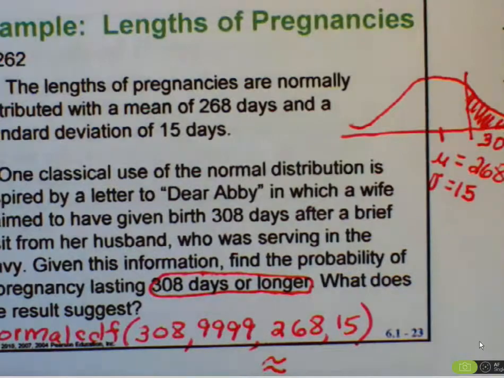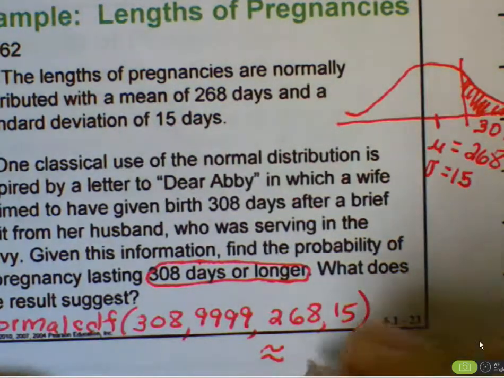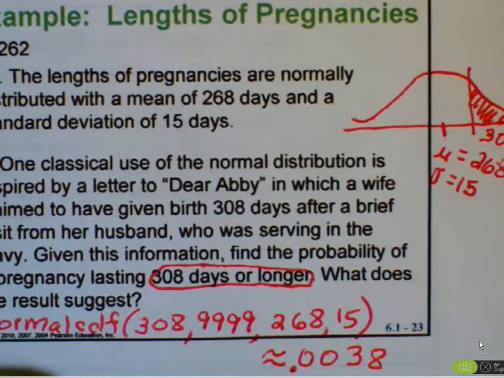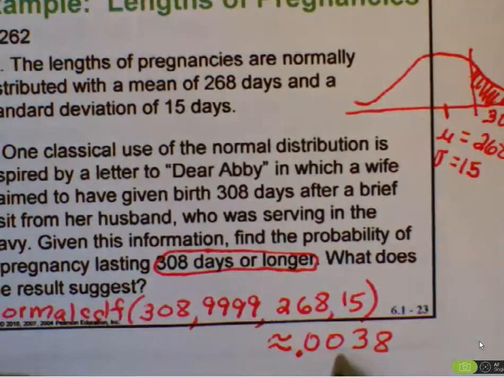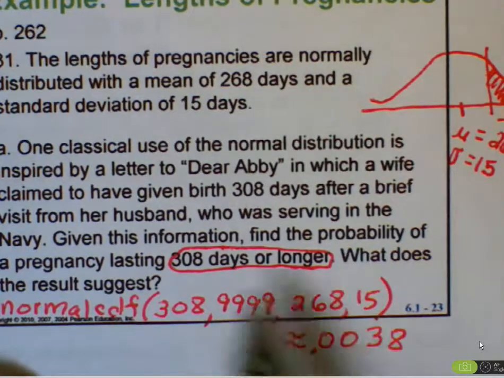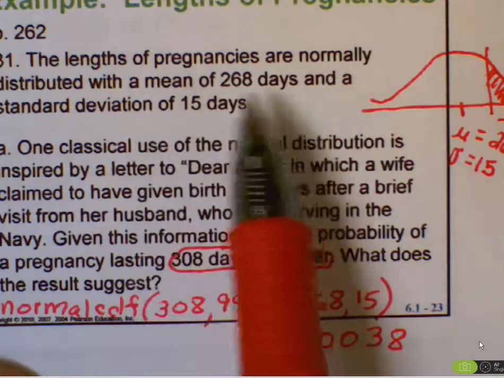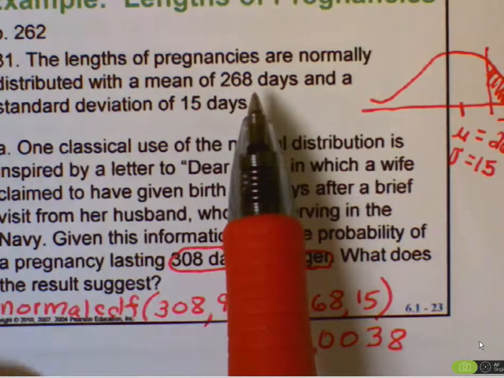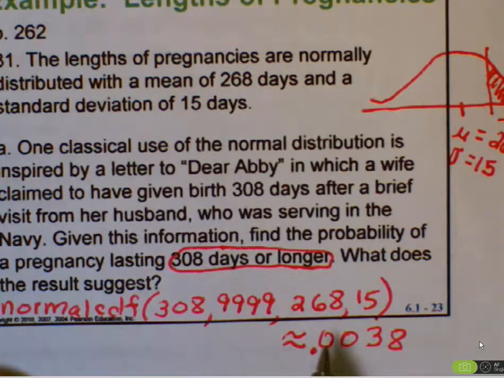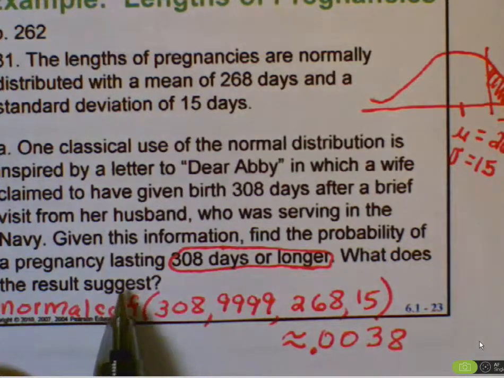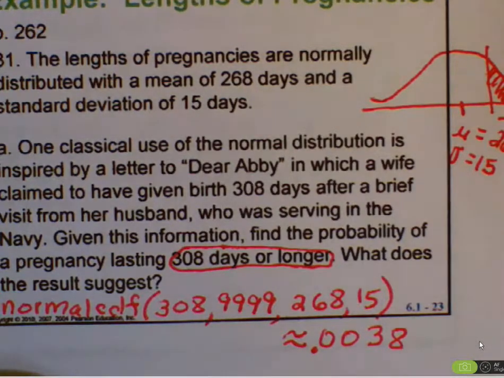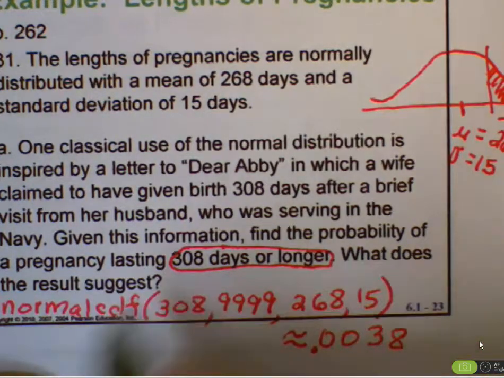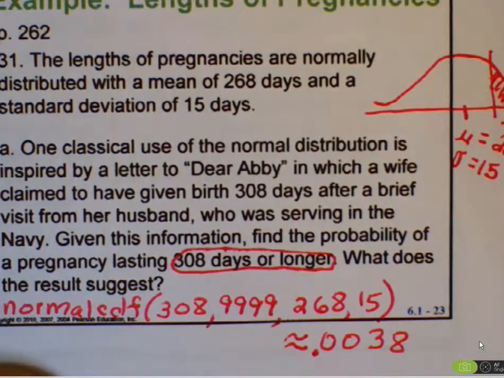Rounded to 4 decimal places, I got that to be 0.0038. In other words, this is less than 1%. There's less than a 1% chance that if the mean length of a pregnancy is 268 days, a woman would actually have a pregnancy lasting longer than 308 days. I will leave you to make your own conclusion about the next question. What do the results suggest?